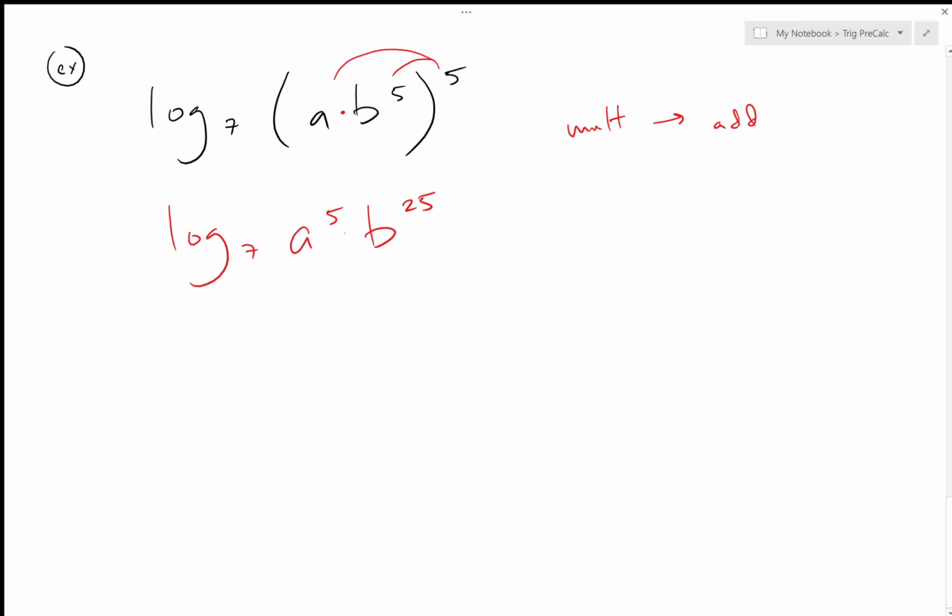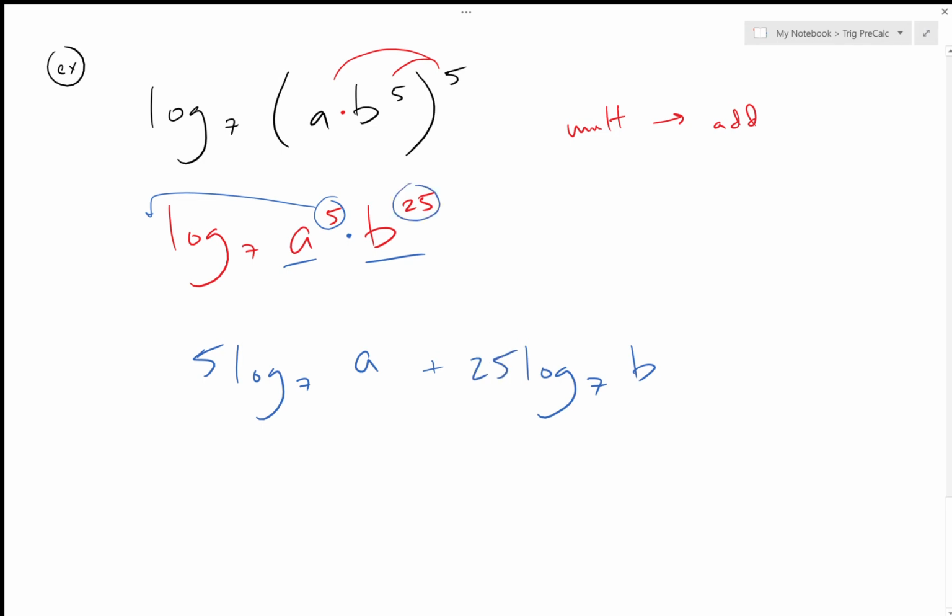And remember, this multiplication that's here is going to get split into addition, and it's going to be 2 log values, so log base 7 plus log base 7. This one's going to get the a, but we can save ourselves a little bit of time. You see that exponent's also going to move to the front, so it'll be 5 log base 7 of a. This one's going to get the b, but the 25 is going to move in front of this log, so 25 log base 7 of b.